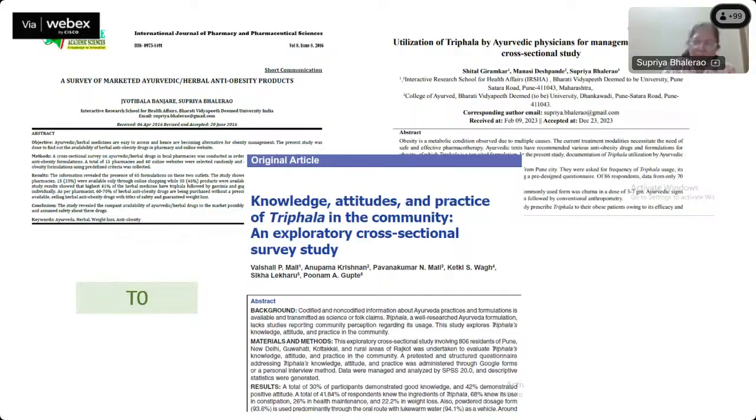And we found that Triphala is known to all parts of the country. People know it. People know that it is a safe formulation. People know that it is used for, not for obesity, but they knew that it can be used as a laxative. So reasonably good knowledge was there in the community, which helped us to take our drug further.